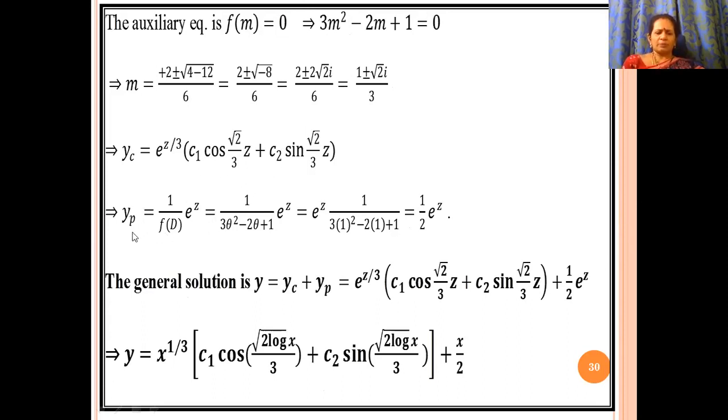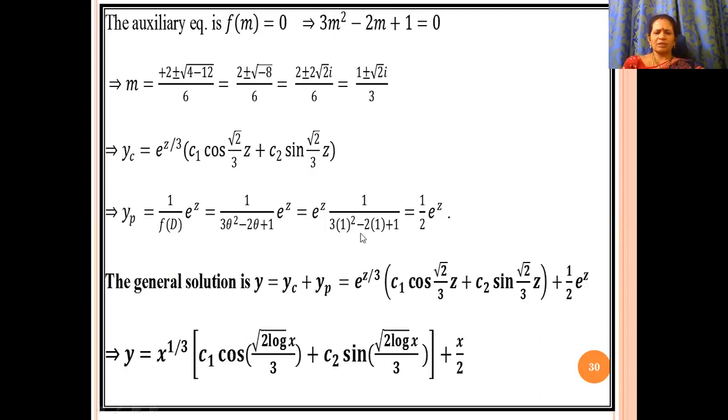After getting the complementary function, you can write down the particular integral, 1 by f of D into Q. Q is nothing but e power z here. So after getting e power z in the denominator, if we substitute, this is in the form of 1 by f of D into e power az.